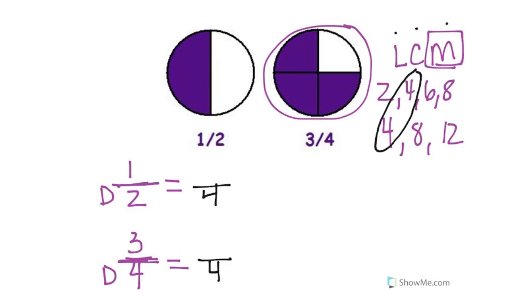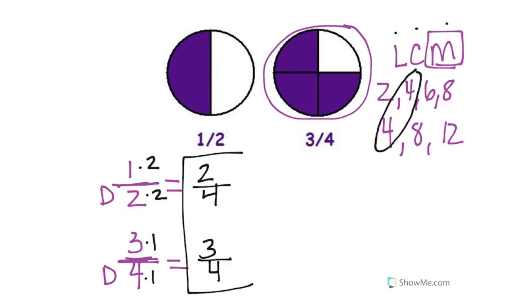Now let's do our work. 4 times 1 is 4. What you do to the bottom, you must do to the top. 3 times 1 is 3. So that one's going to stay the same. 2 times 2 is 4. What you do to the bottom, you must do to the top. 1 times 2 is 2.